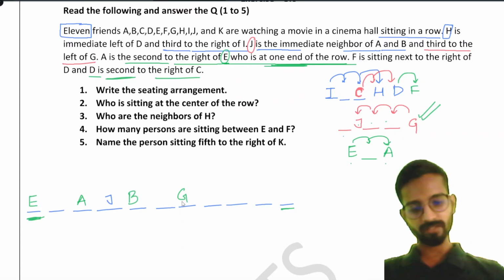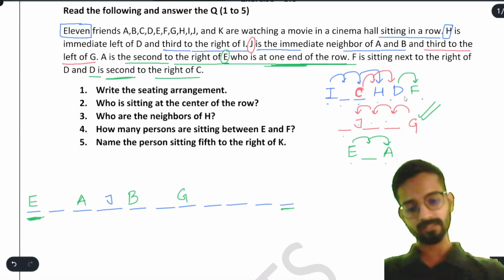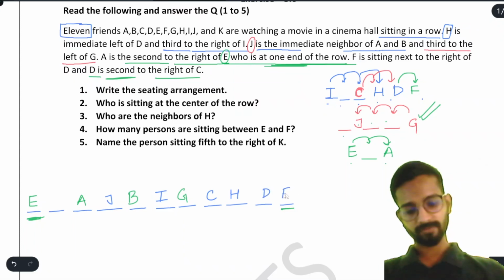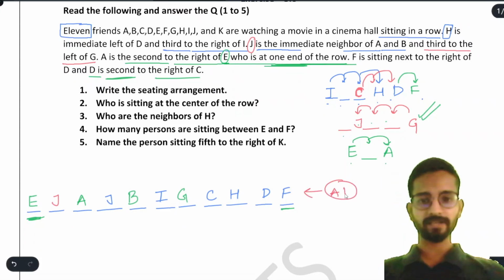Now if G is here, what all are left? I, dash, C, H, D, F. So I can write here I, dash, C, H, D, F. Which one is left? A B C D E F G H I J is left. So therefore I can write J here. So this is our answer number 1. This is our sitting arrangement.